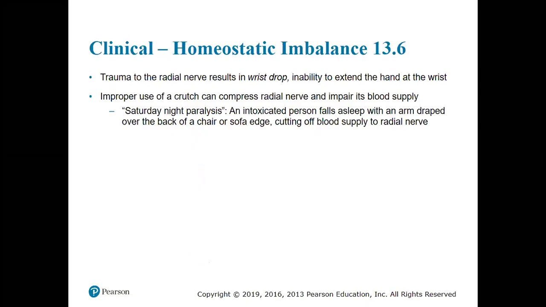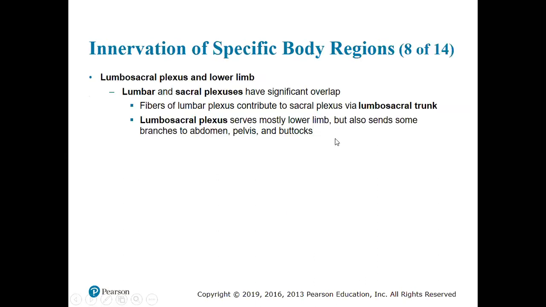Something known as Saturday night paralysis. So someone goes out, has a little bit more drinks than they should have. They fall asleep with an arm kind of draped over the back of a chair or sofa, and it cuts off blood supply of the radial nerve. It's not like the crutch situation, because that could be months and months of chronic events cutting off blood supply for long durations of time. Yes, this one is a long duration of sleep, but it's not something that's going to be chronic, like improper use of a crutch. So yes, this can occur and usually recovers over time.